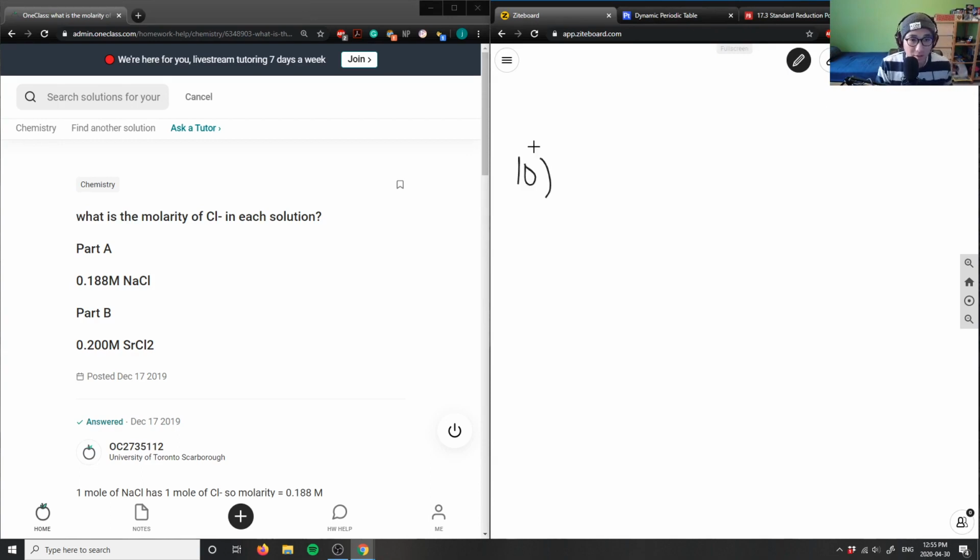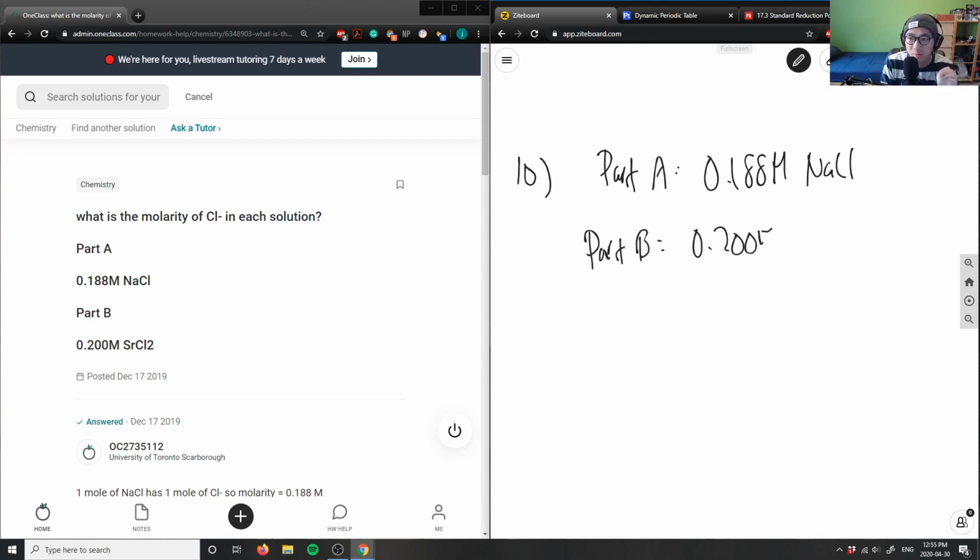So it asks, what is the molarity of Cl minus in each solution? Part A is 0.188 molar NaCl, and part B would have 0.200 molar SrCl2. So part A, I have concentration, right? NaCl is the concentration here.